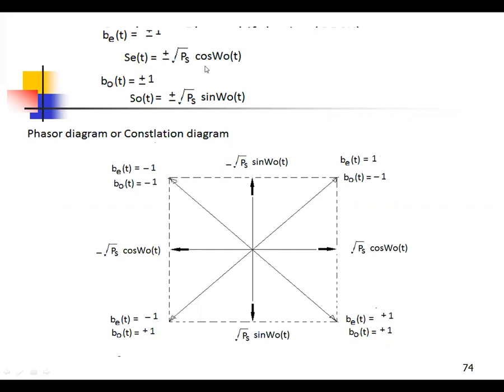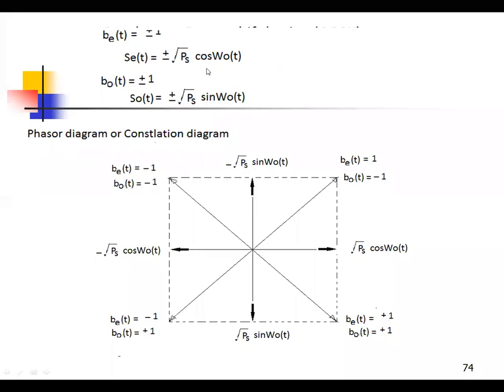Plus root PS cos omega naught t is one signal, minus root PS cos omega naught t is another signal. Like that, plus root PS sin omega naught t is one signal, minus root PS sin omega naught t is another signal. Now the four signals are there. These four signals, drawn diagrammatically, are known as the phasor diagram or constellation diagram.